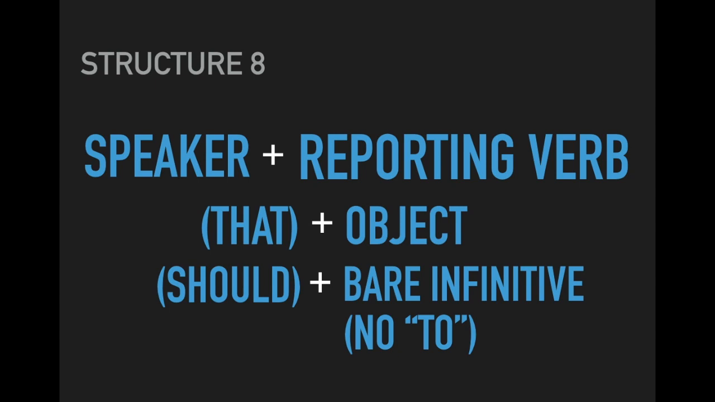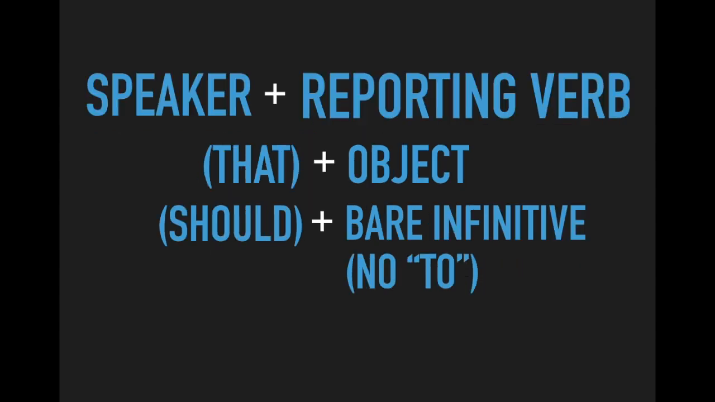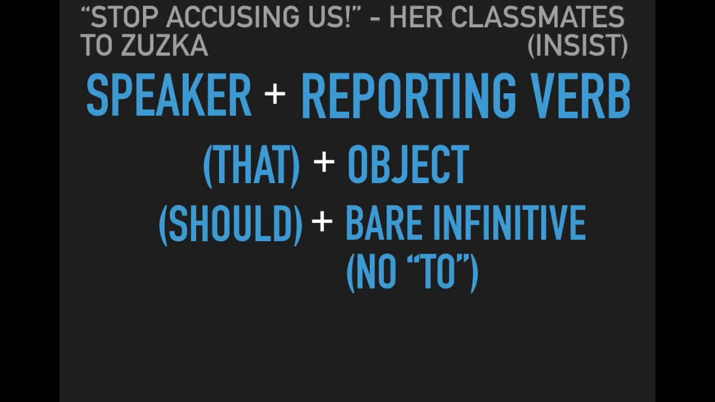We'll go over it. Again, we always start with the speaker and the reporting verb. If you want, you can also use that with the structure, and then you'll have an object who is being spoken to. You also can choose if you want to use the word should or not. It just kind of changes the tone of the sentence. And then we'll use the bare infinitive. Bare infinitive means the plain verb without to. So, see if you can pause the video and try to do this one. And when you're done, come back and we'll check it.